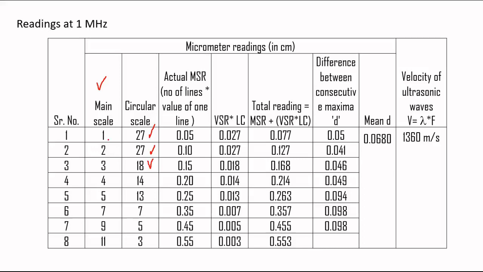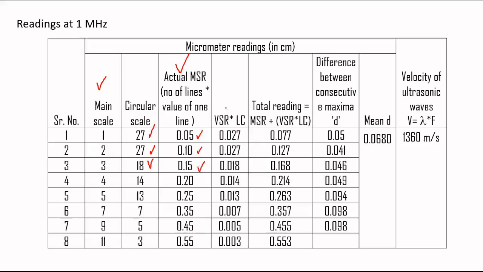So you can recall, it was 0.05 for one line. So I am going to multiply each number by 0.05 so that I can get the actual MSR readings. How I am going to get the actual MSR reading is number of lines multiplied by the value of one line, that was 0.05. So 1 multiplied by 0.05 is 0.05 here. Then 2 multiplied by 0.05 is 0.10. 3 multiplied by 0.05 is 0.15. Similarly, you can do it for all the readings.